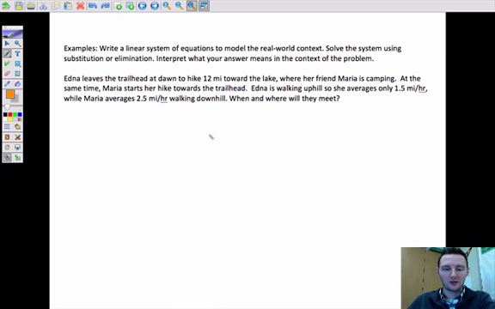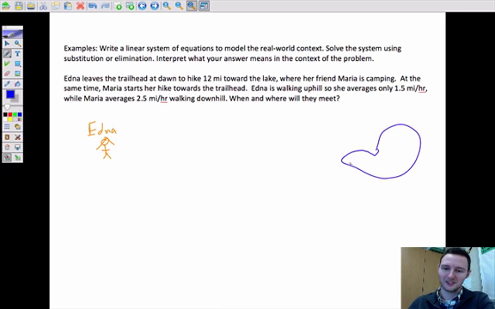So, first thing I want to do is just make a picture of this so I can visualize. We've got the trailhead over here, and Edna starts at the trailhead. Here's Edna. She is hiking toward the lake, so we'll make a lake over here. That's an awesome lake. Those are waves.